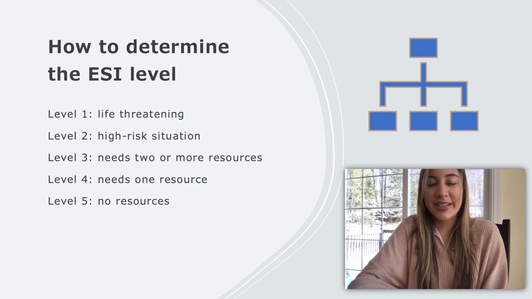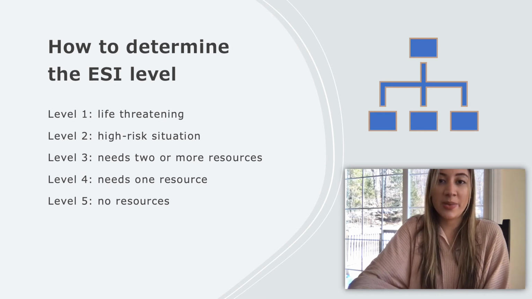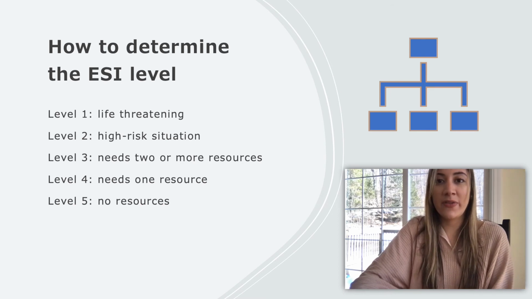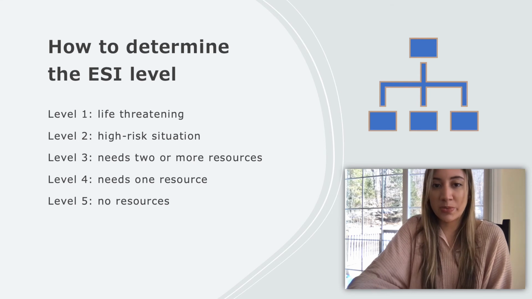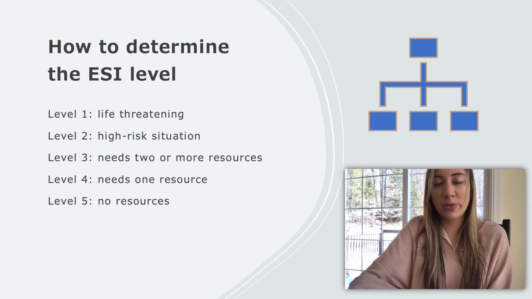How to determine the ESI level. So again, these levels range from 1 through 5, 1 being your most urgent and 5 being your least urgent. So level 1 is considered life-threatening, and some examples would be cardiac arrest, respiratory arrest, hypoxia with your O2 being less than 90%, unresponsiveness, overdoses, traumas, hypoglycemia with change in mental status, anaphylactic shock, and symptomatic chest pain.